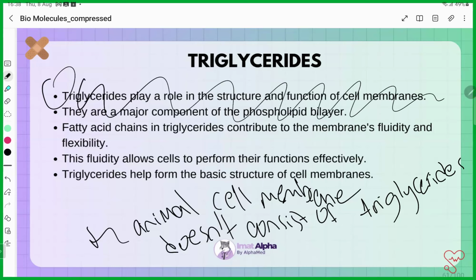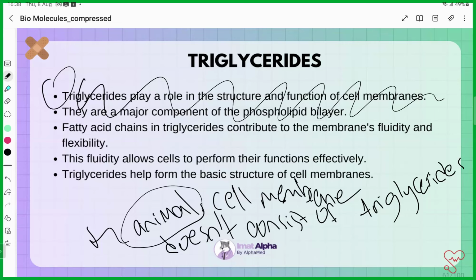I think triglycerides can play a role, but I think it does not have to do anything with the animal cell membrane. Maybe another cell membrane, but the moment that they specify in the IMAT about animal, just say triglycerides have nothing to do with the cell membrane. I think if they spoke about other kinds of cell membranes, maybe it might, but like animal, just take it out. These two, don't take them into consideration. Fatty acid chains and triglycerides contribute to the membrane's fluidity and flexibility. This fluidity allows cells to perform their functions effectively.